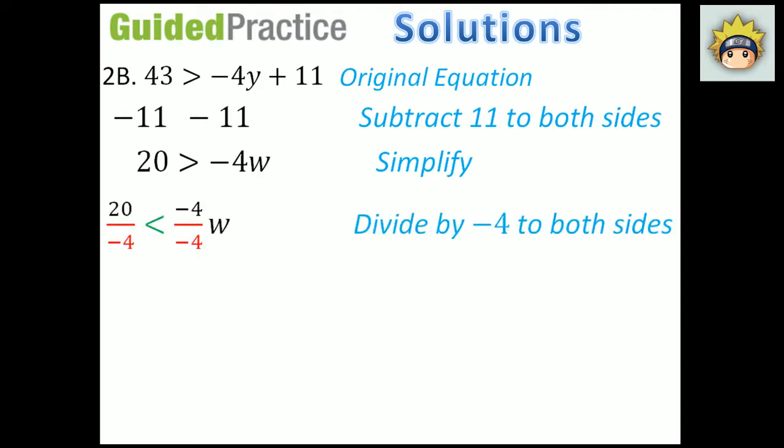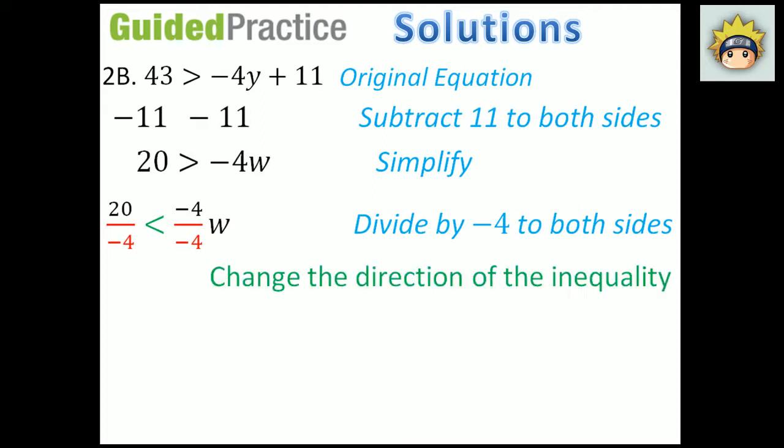You want to divide negative 4 to both sides because you're trying to get the w alone. In the process of dividing negative 4 to both sides, you have to change the direction of the inequality. Originally, before, you see it was a greater than symbol. Now it is a less than symbol. The reason I changed the direction of the inequality is because I divided by a negative value.